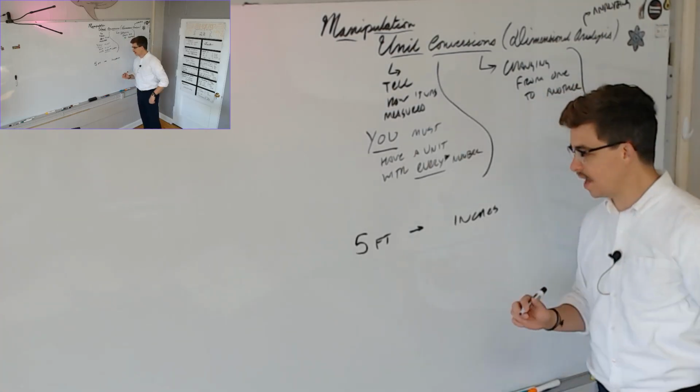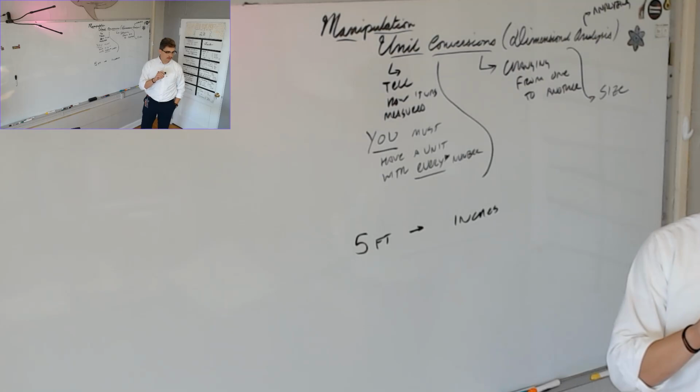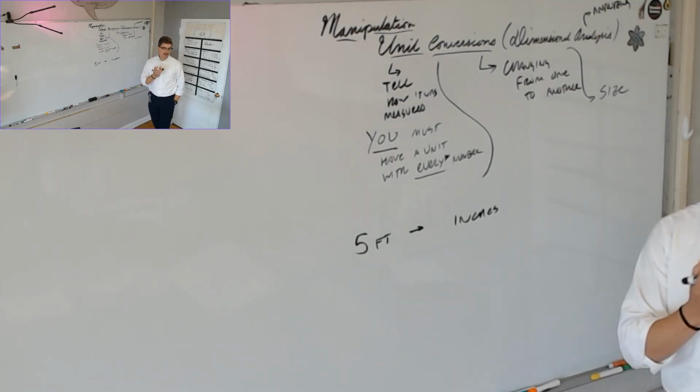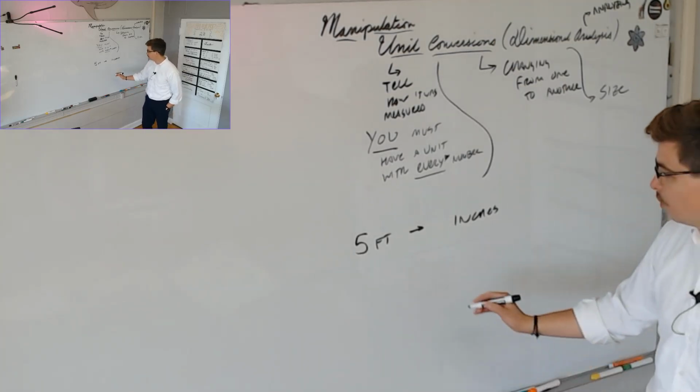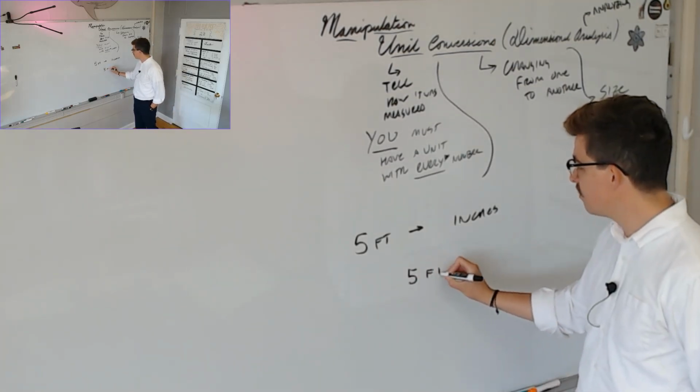Okay, here's the first step. Step 1, and you should write down these steps. Actually, what I'm going to do is write it and indicate what each step is as I write it. Step 1 is to write the given. 5 feet is the given.